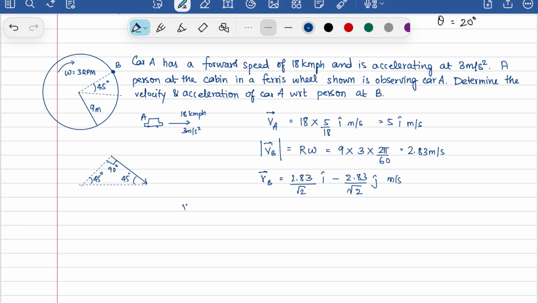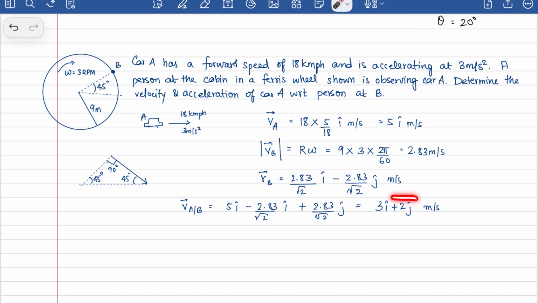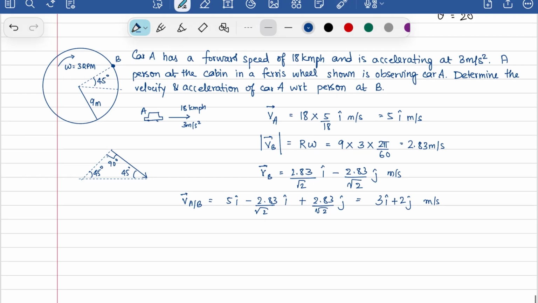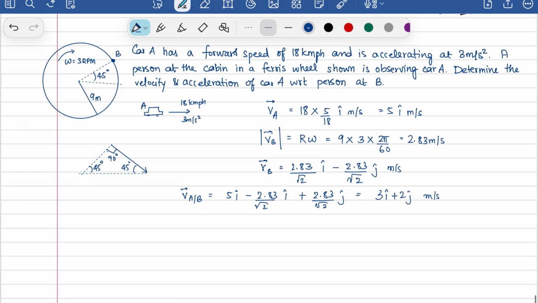And simply the velocity of A with respect to B would be the velocity of A minus the velocity of B. So that's 5 i hat minus 2.83 by root 2 i hat minus of minus, so plus 2.83 by root 2 j hat, which gives me 3 i hat plus 2 j hat meters per second as my answer for the velocity. If it asks for speed, you would have to do square root of 3 square plus 2 square. Okay, go ahead and if you haven't tried it yourself, try doing the same for acceleration.